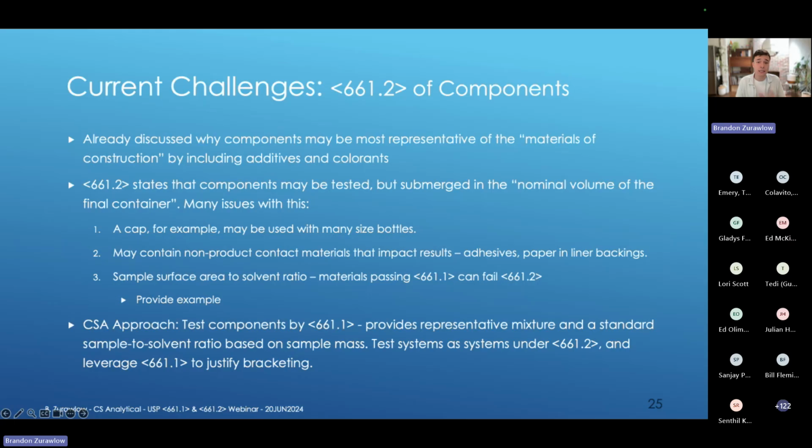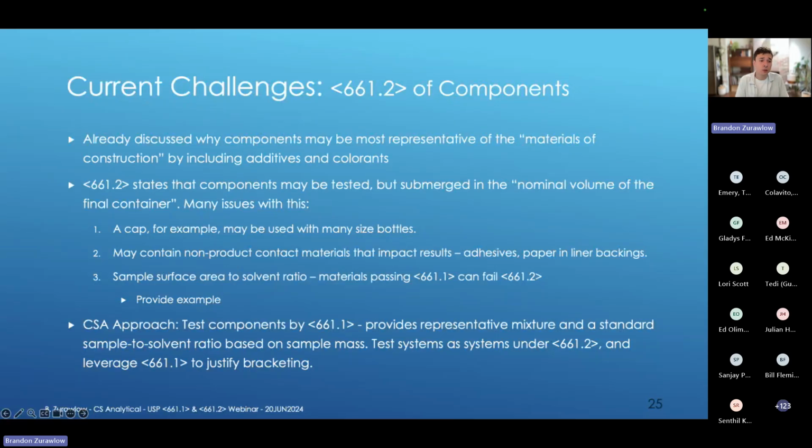So if we think about adhesives, paper in liners, the backing of, let's say, a CRC cap, or even in the case of blisters, any adhesive or paper-backed lining, submerging that material in water and extracting it is going to be wildly different in those cases than filling that component or that package system that's assembled using those components with water to its nominal volume.